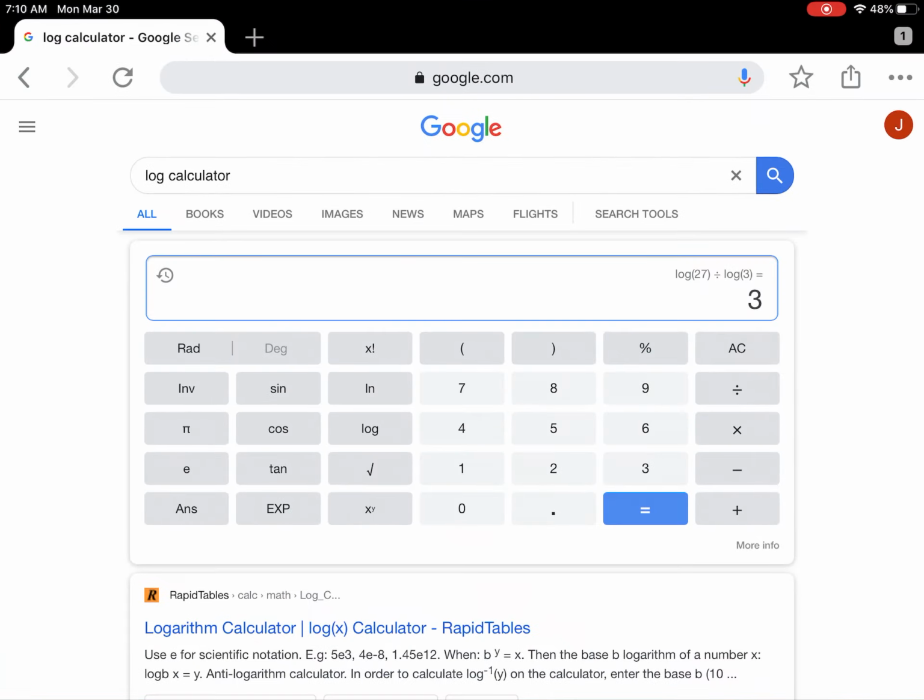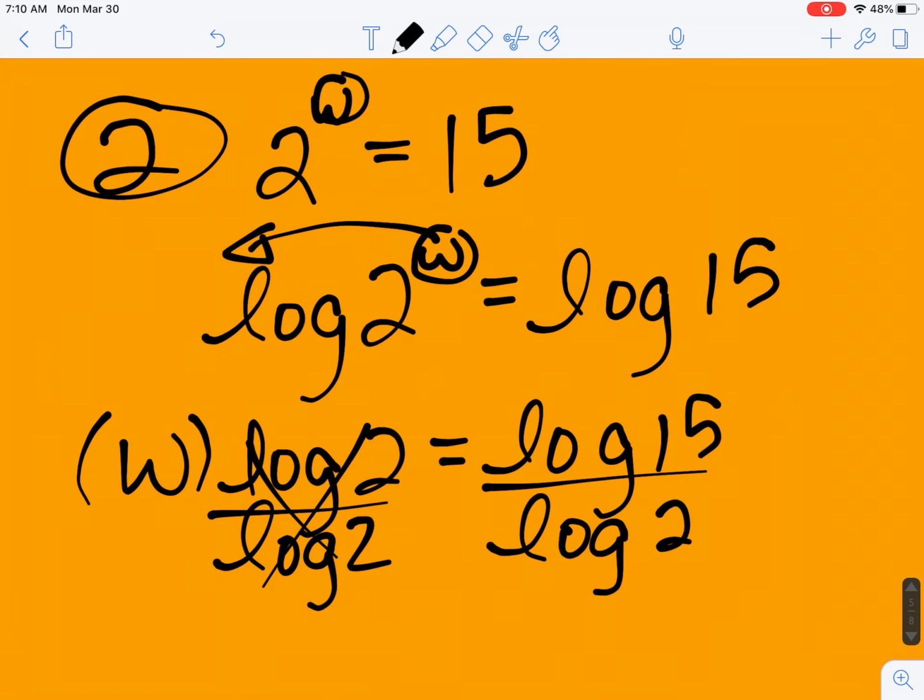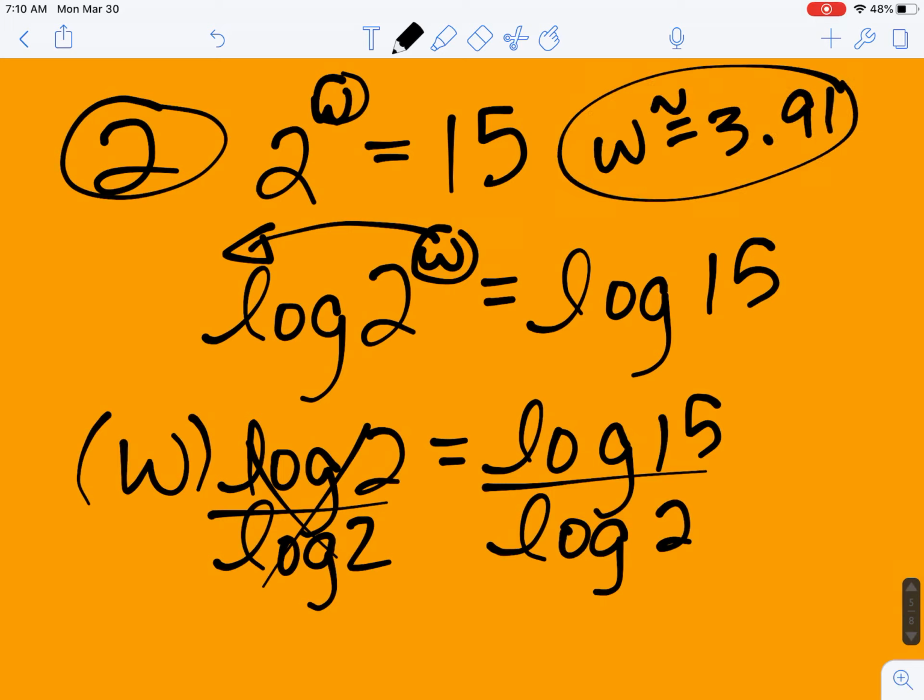Let's use our calculator here. Log 15, close your parentheses, divided by log 2. And you're going to get a nasty decimal. We're just going to round it to 2 decimals. So we'll say approximately 3.91 is our answer. So w equals, we'll say approximately 3.91. So 2 to the 3.91 power is about 15.